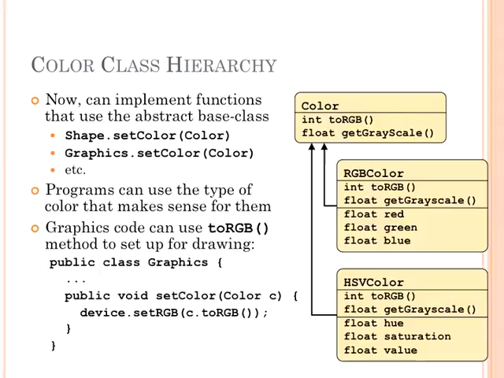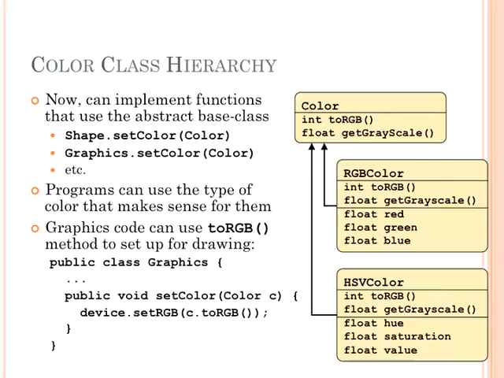Yeah, and programs can use the version of color that makes sense to them. So we might have, for example, something like this. Notice in our graphics class we have a setColor method, just like I have up there. We call setColor. And inside here, we say to the hardware, hey, I'm about to draw, so set the RGB color to be whatever this color says its RGB value is. Okay?